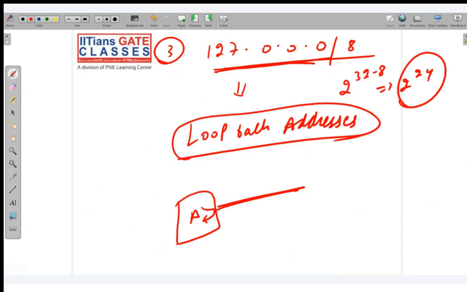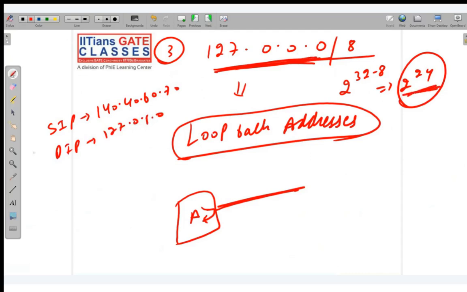You might argue with me, sir, why have you used these addresses? In the SIP you will put your own IP address, for example 140.40.60.70, and in the DIP you will fill in, say, 127.0.1.0, whatever you want, because with /8 there are 2 power 24 IP addresses. 2 power 24 means these three octets can rotate from 0.0.0 to 255.255.255. So I just put here 127.0.10. If the datagram has the SIP as your own IP address and the destination IP address as this, then this packet will never leave your machine.